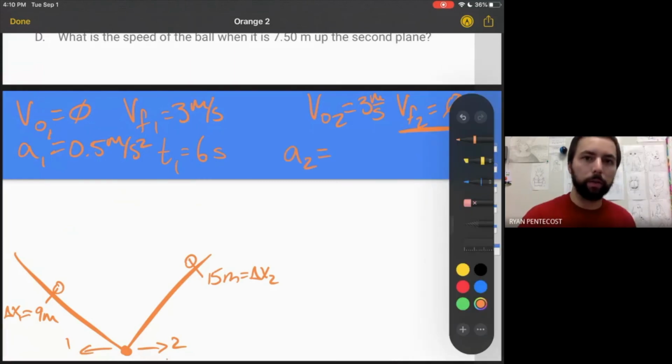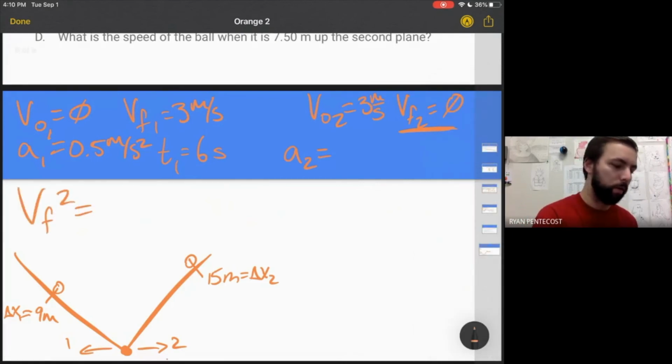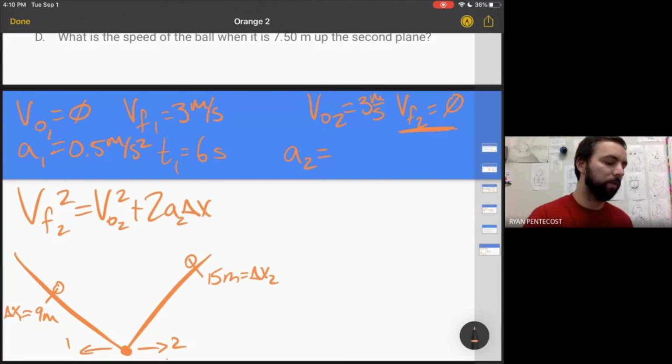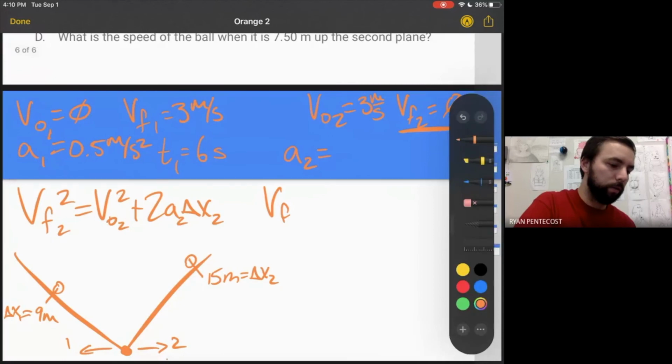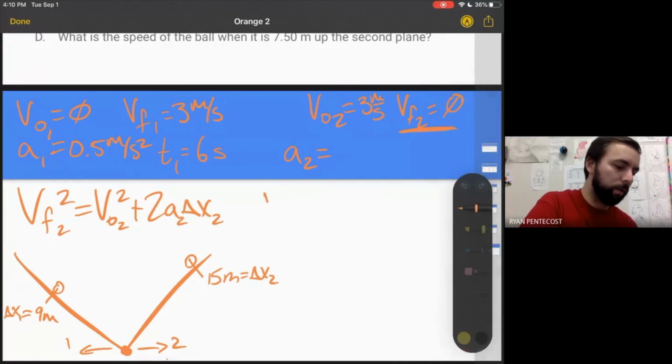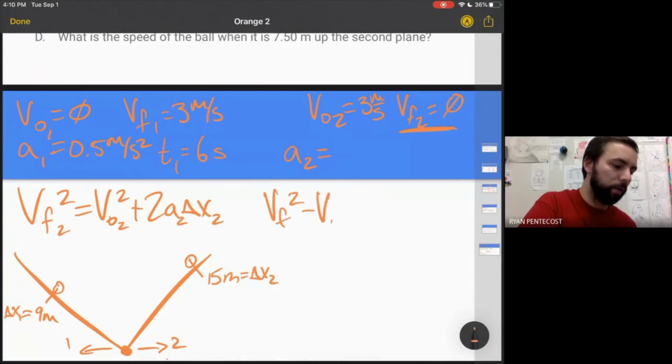The equation we're going to use is vf squared equals v naught squared plus 2a delta x. And remember, these are the givens from the second side. So we've got vf2, v naught 2, a2, and x2. Now let's solve for a. What we're going to do is take the v naught from the other side, subtract it over, and we'll divide by the 2 and divide by the delta x. Okay. That will give us a.